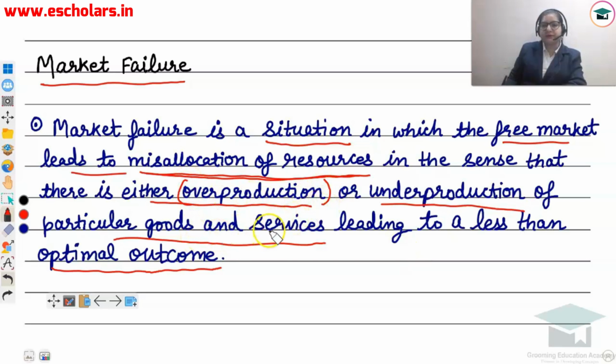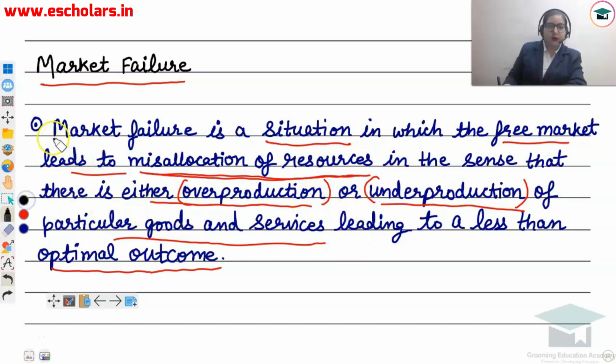Overproduction means the production of certain goods and services is more than the demand for those goods and services in the economy. And underproduction means the production of goods and services is less than the demand for those goods and services in the market. That is, the production of such goods and services is not able to meet the demand of the consumers in the market.